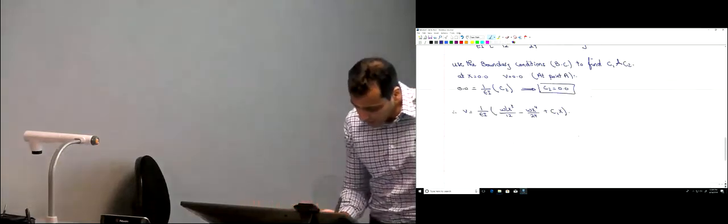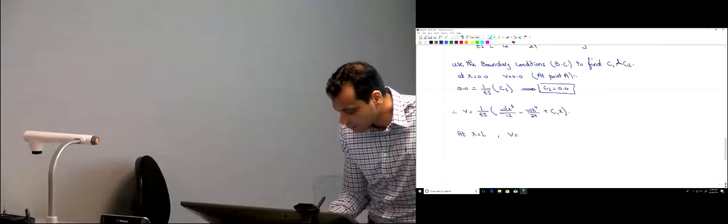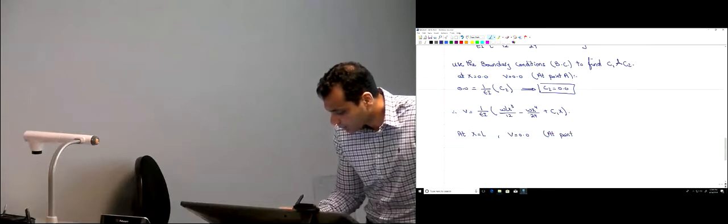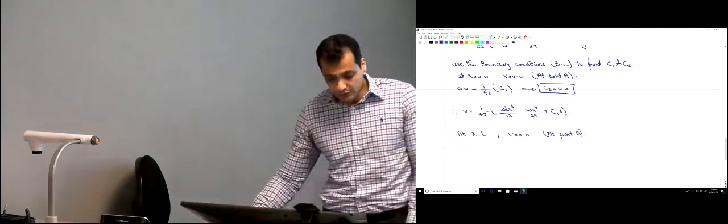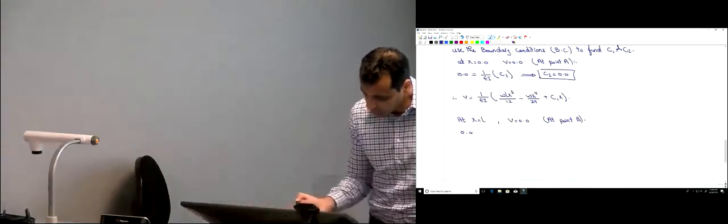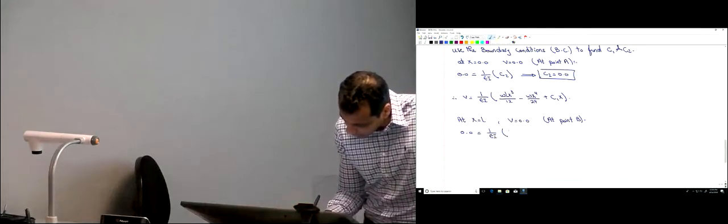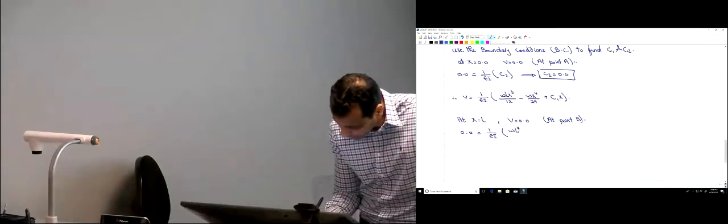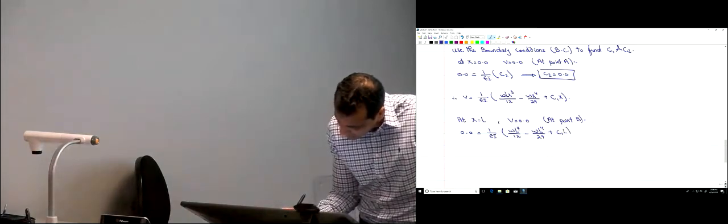Now, what's the other boundary condition? At x equal to L, V is 0 as well. This is point B. We have a support that prevents the deflection, so there is no deflection. So let's put the deflection equal to 0 and put x equal to L. I'm just going to remove x and put L. So we're going to have W L to the power 4 divided by 12 minus W L to the power 4 divided by 24 plus C1 L.